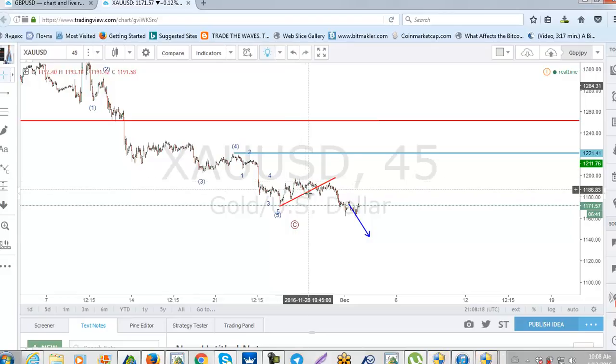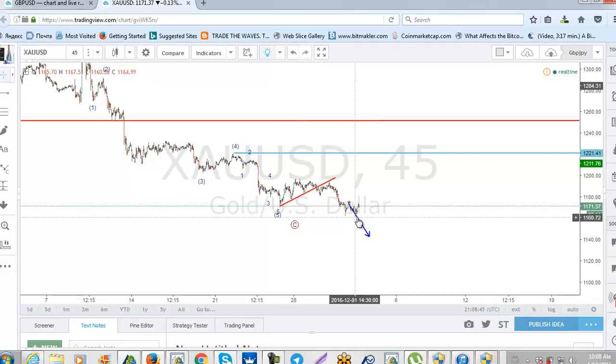Once I don't see that, I have to start doubting the integrity or the accuracy of the pattern entirely. So look at what I saw here, a kind of sideways move. I couldn't point out any motive wave here at all, and then once price broke below this trend line, I had to exit. You don't have to wait for your stop loss to be hit. The stop loss was around here.